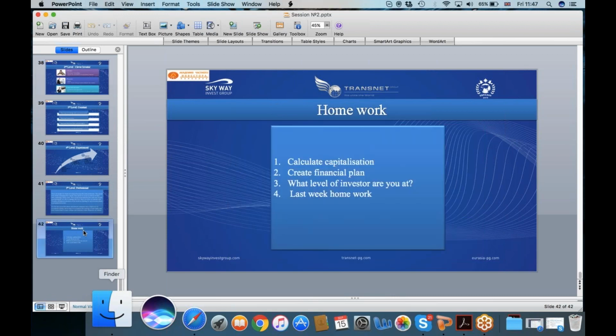Just one more time, your homework will be to calculate your capitalization, and create your financial plan, or rather start creating your financial plan, because it will take you some time to do it. What level of investor are you at? Just have a look again. Think about what your next target will be, what level you want to go for next.